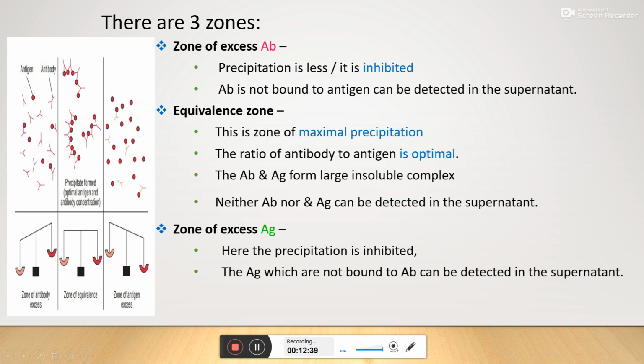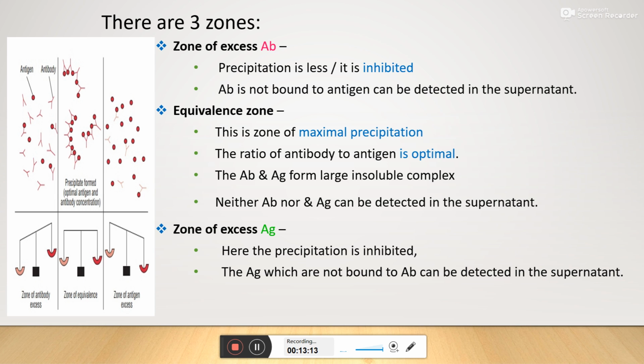In the first zone, the zone of antibody excess, the precipitate is less or inhibited because only a very small amount of antigen is present, and the antibody that is not bound to the antigen cannot be detected in the supernatant. So we can't easily detect this antigen antibody complex. That's why the precipitation is less or inhibited in the first zone, and here the antibodies are in excess.